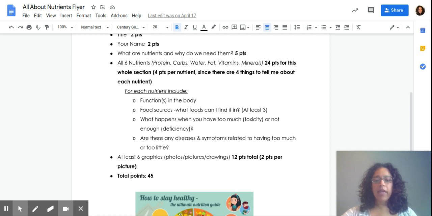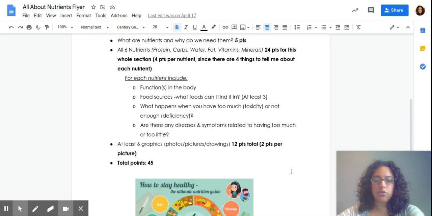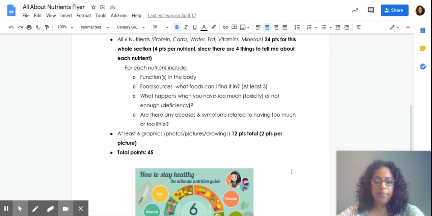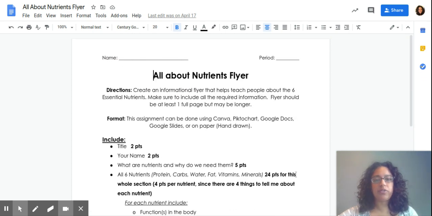And then you need to have at least 6 graphics. It can be a photo, a drawing, whatever you want depicting that nutrient. So at least one graphic of some sort per nutrient, but you can have more if you'd like. So that's it. That's what you need to include on your flyer. It's worth 45 points. If you have any questions about it, please don't hesitate to ask. Good luck, and we hope you have fun with it.